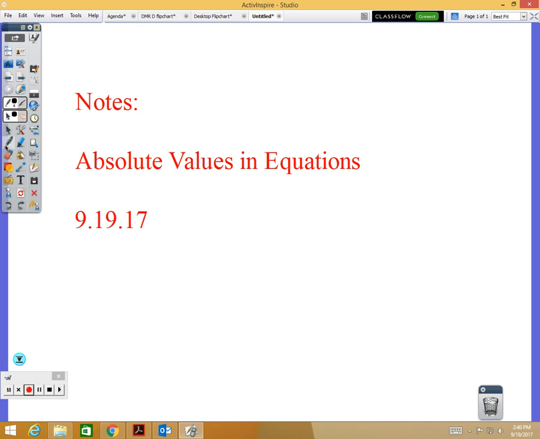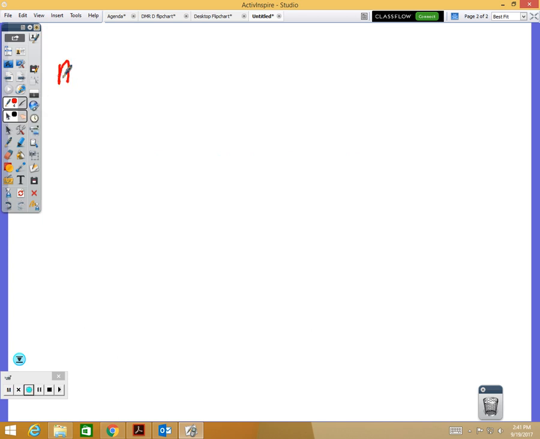Right, so absolute values in equations. Now you can have absolute values in inequalities also, but to be honest, we don't have any absolute values in inequalities on your CQA, so I'm just going to hop right over that part, okay? I figure as long as you see it in equations, which is on your CQA, then we'll be fine, all right? So first of all, what do you all know about absolute values?